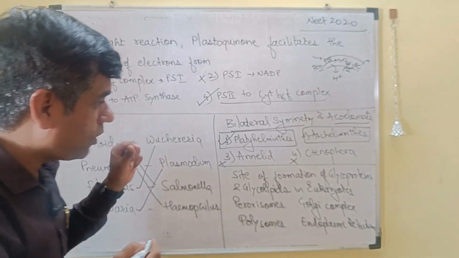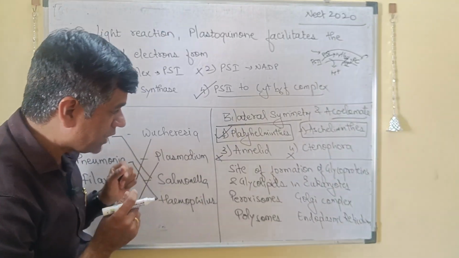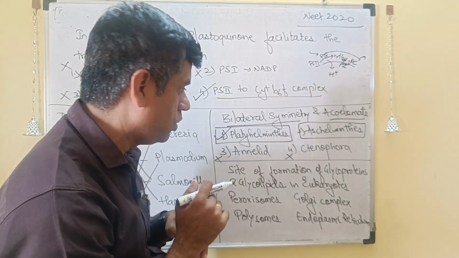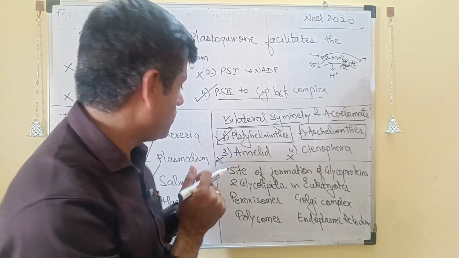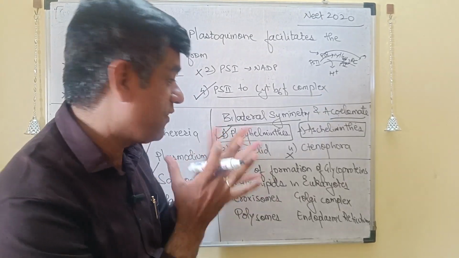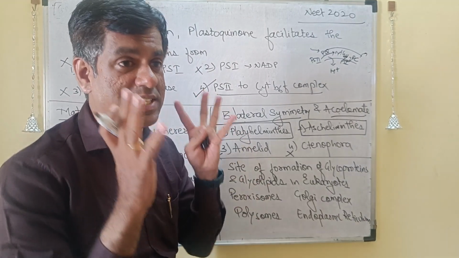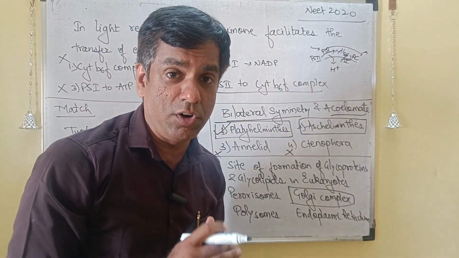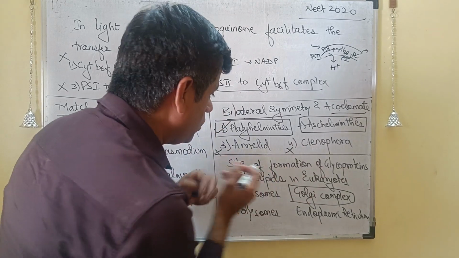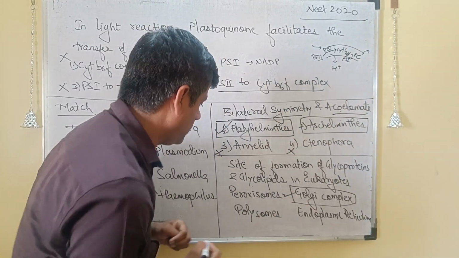The site of formation of glycoproteins and glycolipids in eukaryotes. So modification, right? You attach some carbohydrate groups or lipid groups to the protein. The site where this modification is done, we know that modifications and secretions are the work of your Golgi complex, discovered by Camillo Golgi, right? So Golgi complex does that.